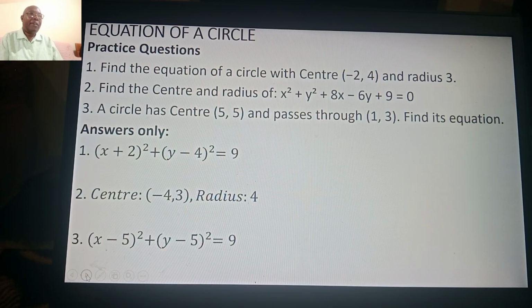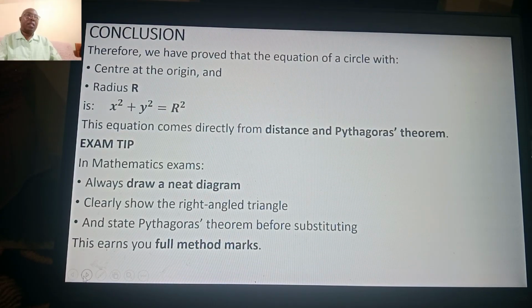You try the working. Question 1, the answer is x plus 2 squared plus y minus 4 squared is equal to 9. And if you work well in question 2, you get the center as negative 4, 3, and radius 4. And finally, number 3, the equation will be x minus 5 squared plus y minus 5 squared is equal to 9. Notice that you don't work from the answers. You work first and then you look at the answers.